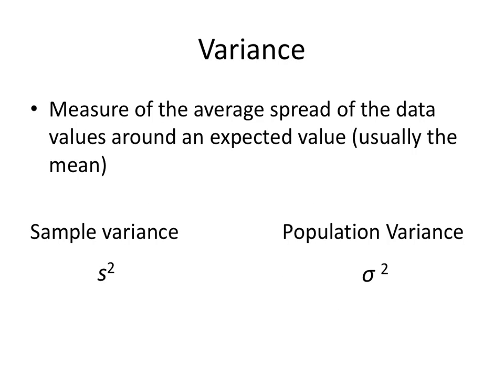The variance is the measure of the average spread of data around an expected value. And usually this expected value is the mean. We have 2 different symbols for variance depending on if the variance is of the sample or it is calculated from the entire population. For the sample, we use S squared. For the population variance, we use sigma squared.